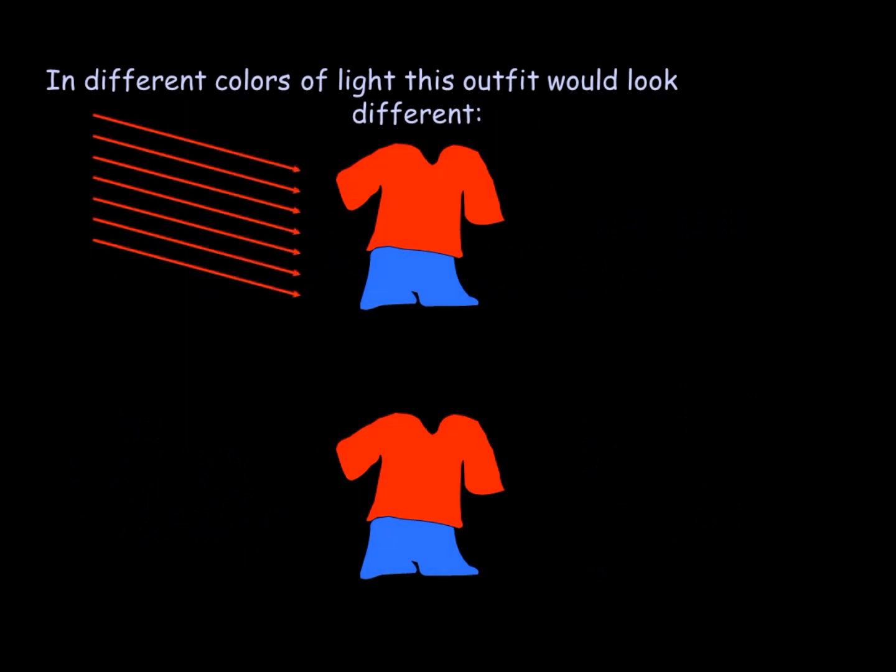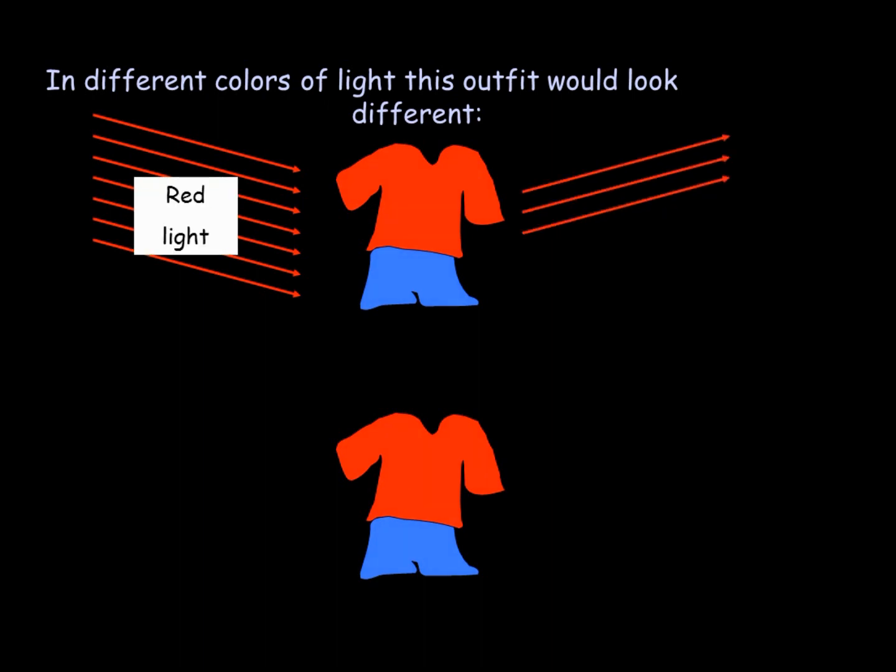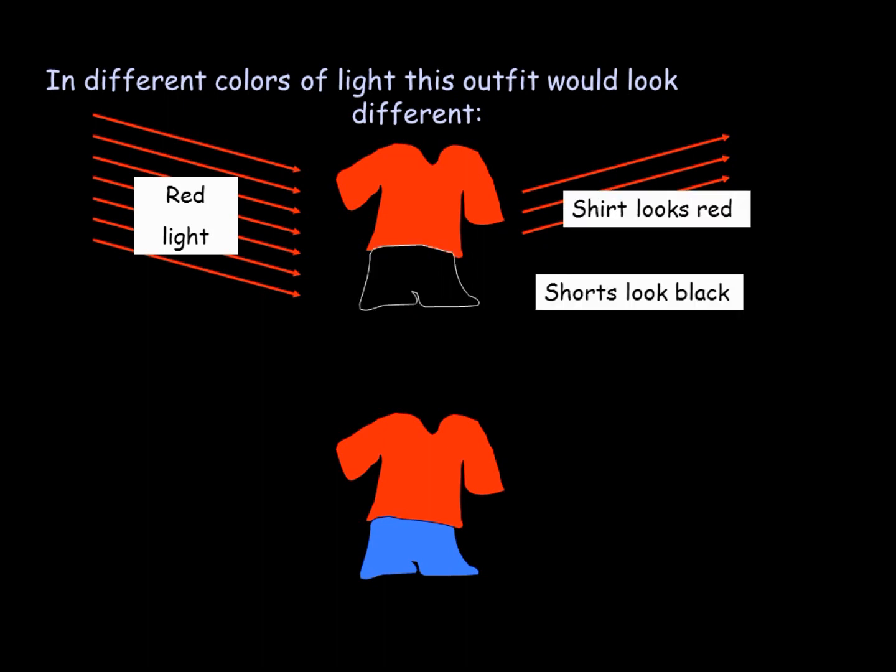But if we hit the soccer uniform with only red light, obviously the shirt is still going to look red. But now the blue shorts, and this is pretty neat, the blue shorts can only reflect blue light. But I didn't add any blue light at the beginning. I only added red light. So that means the shorts are actually going to appear black because no light is coming out.